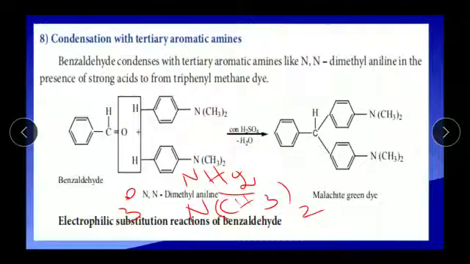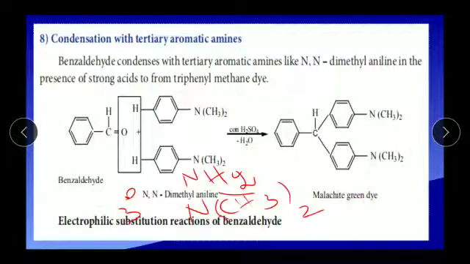We know condensation always takes place with removal of a water molecule. In the same way, here also there is a removal of a water molecule. As usual, oxygen from benzaldehyde and hydrogen from N,N-dimethyl aniline are removed. After removal of the water molecule, the C double bond bonds with one N,N-dimethyl aniline and the second bond also bonds with N,N-dimethyl aniline. So it becomes malachite green dye.